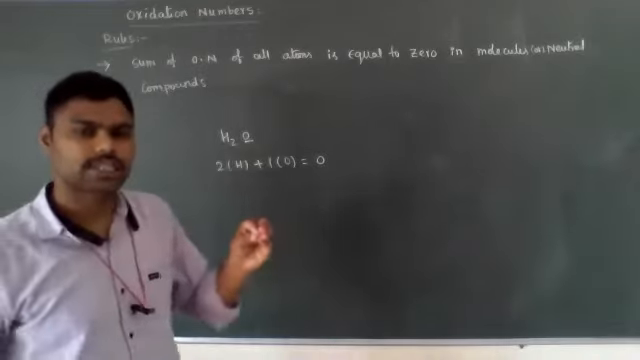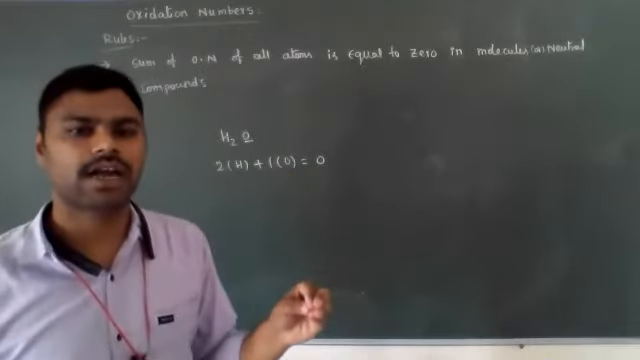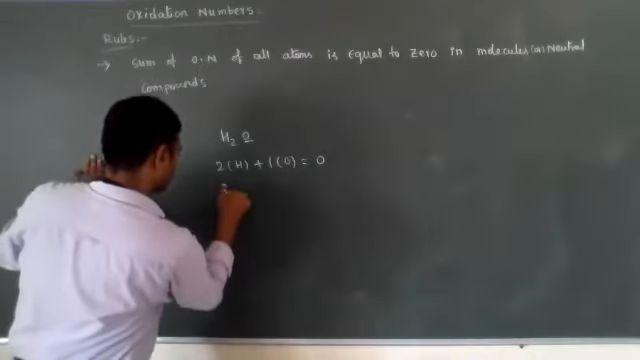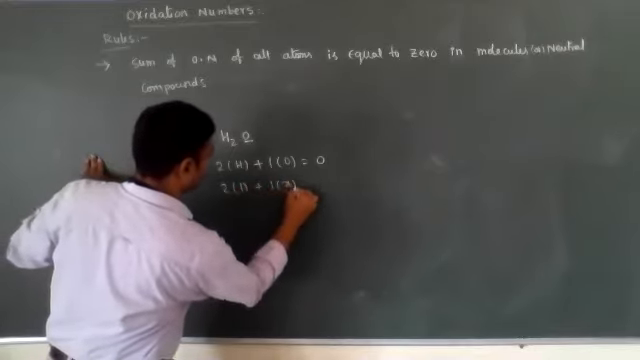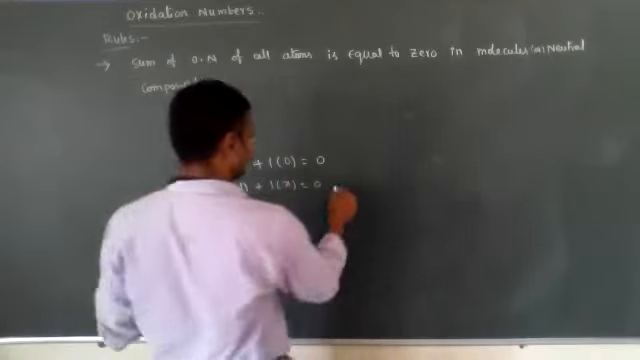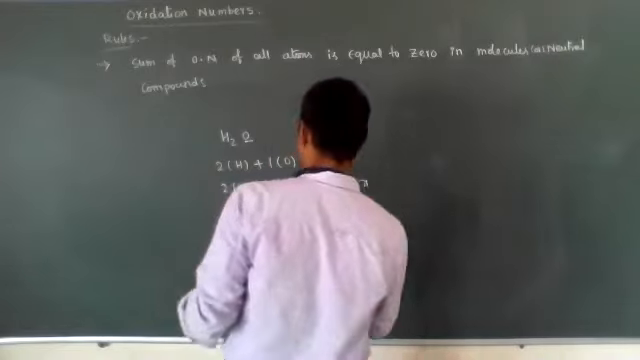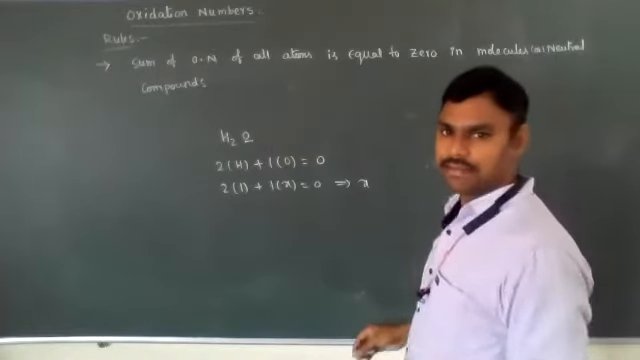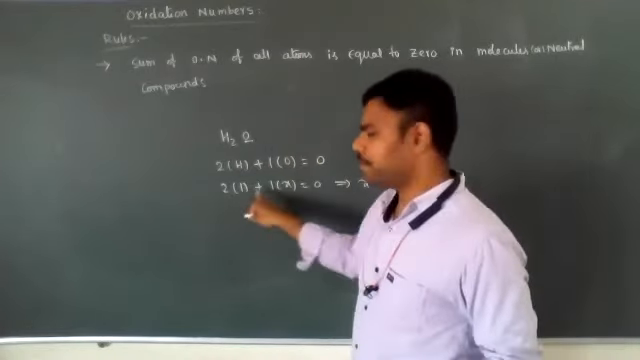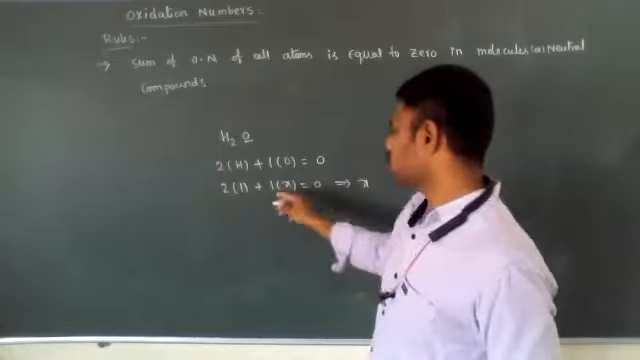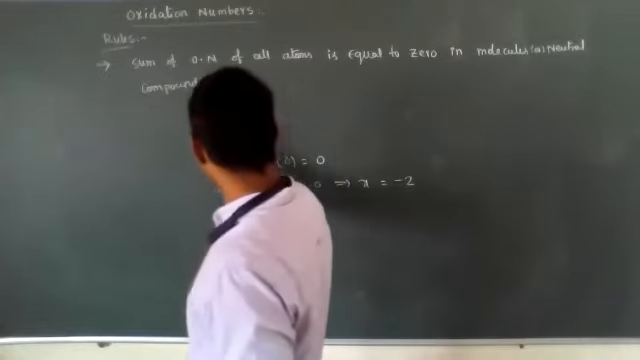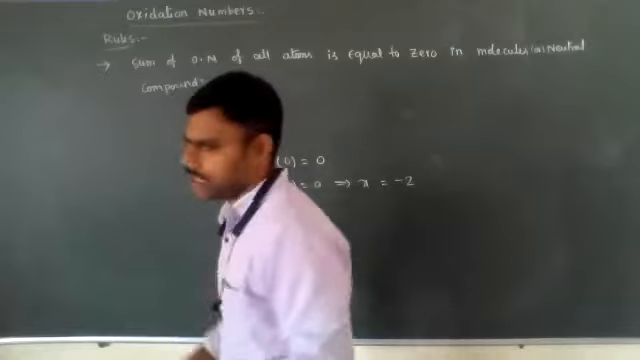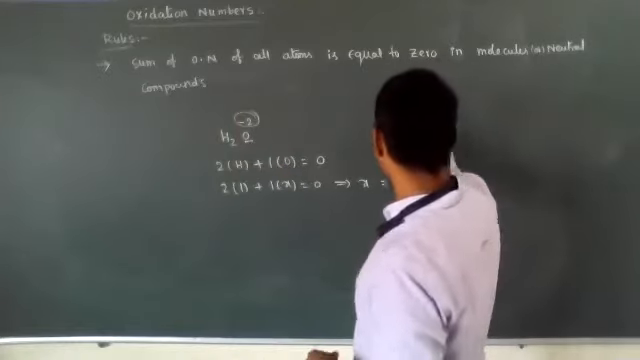Hydrogen atom's oxidation number is always plus 1. Already I said the rule. 2 into 1 plus 1 into X is equal to 0. Then what is the X value? 2 plus X is equal to 0. X is equal to minus 2. Then what is the oxidation state here? Oxygen, minus 2.